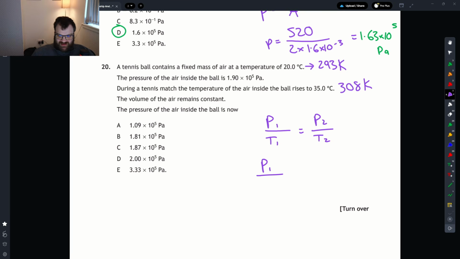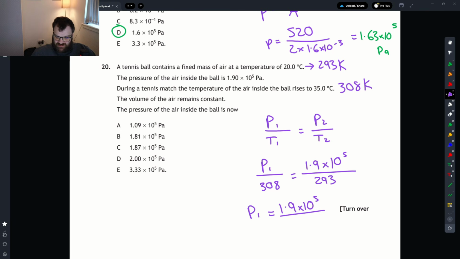So P1 divided by its temperature is 308. And then the other combined things. So the original pressure was 1.9 times 10 to the 5 all over 293. So P1 is going to equal 1.9 times 10 to the 5 over 293 times by 308.